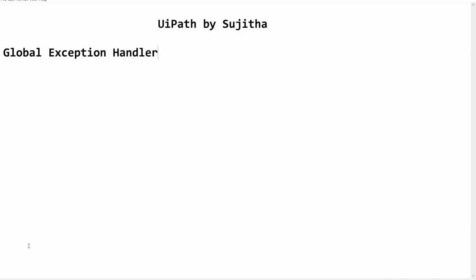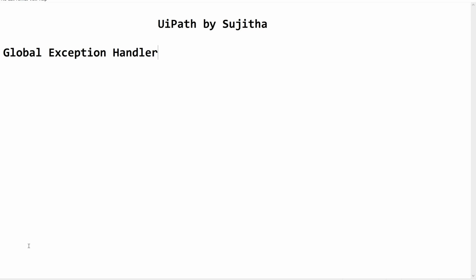So global exception handler, global. So globally in the entire project, the exception handler is going to handle the exceptions. Globally, in the sense that in the entire project, in the entire automation, it is going to handle the exceptions. So this is a predefined workflow which is going to determine the process behavior when an unexpected exception is caught.